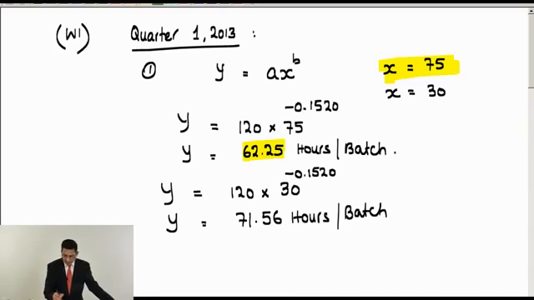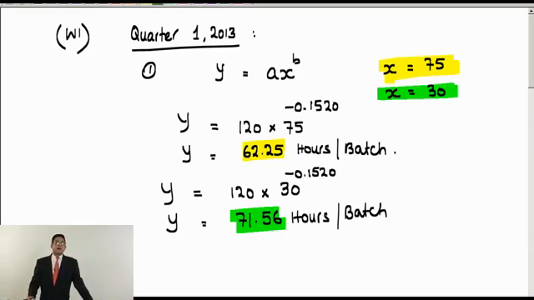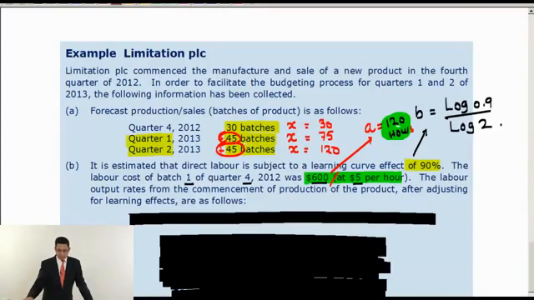Meaning to say, when X was 30 batches, Y, the average time, was 71.56 hours. Okay, before I move further, I just wanted to show you something.